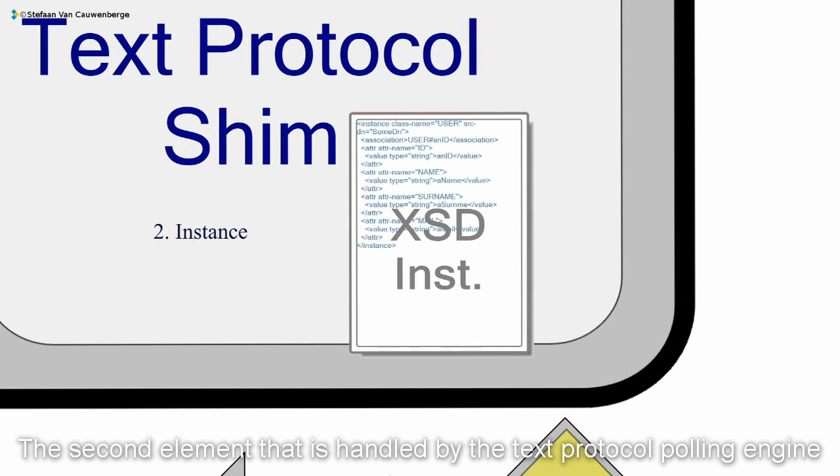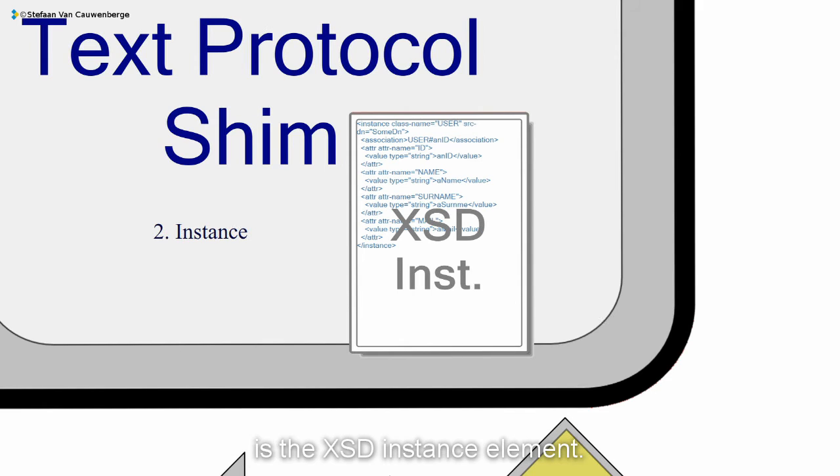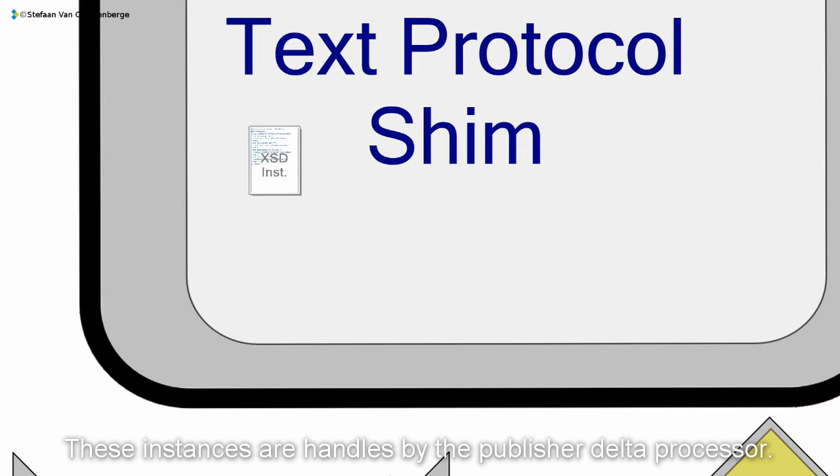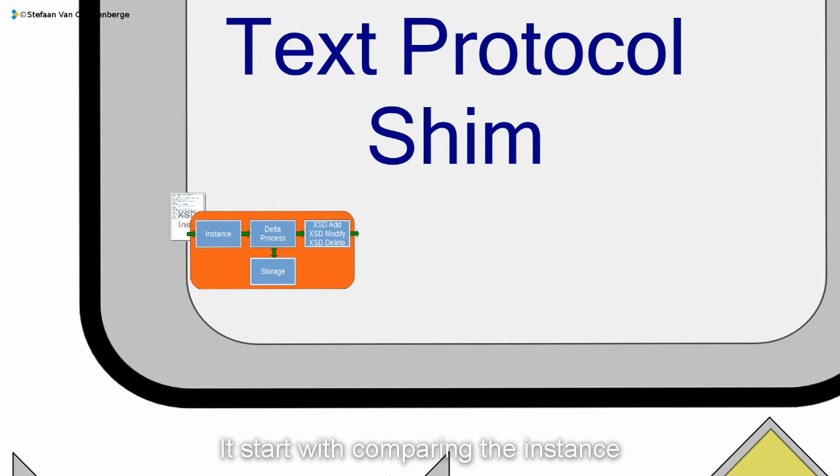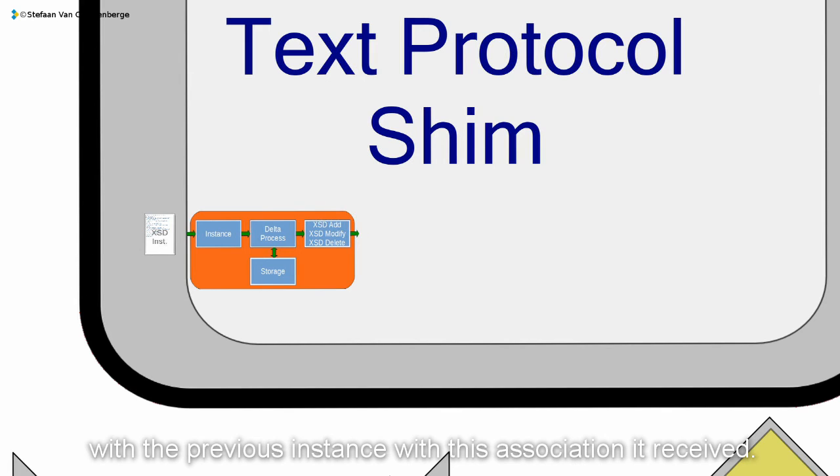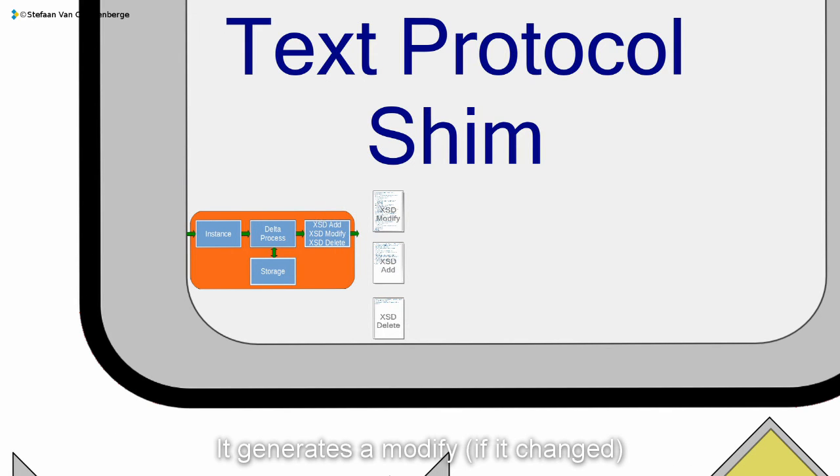The second element that is handled by the text protocol polling engine is the XSD instance element. For example, the polling queries for all users, and you get a list of users back, resulting in a list of XSD instance elements. These instances are handled by the publisher Delta processor. It starts with comparing the instance with the previous instance with this association it received. It generates a modify if it changed, or an add if it didn't receive it before.